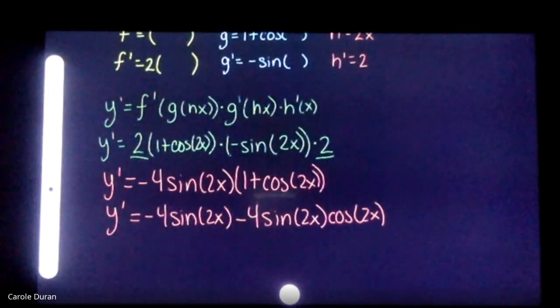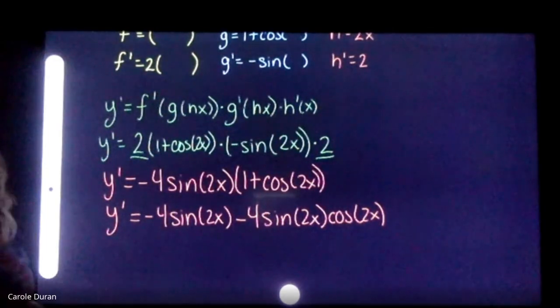Questions, concerns, or issues with that one? Okay, next example.